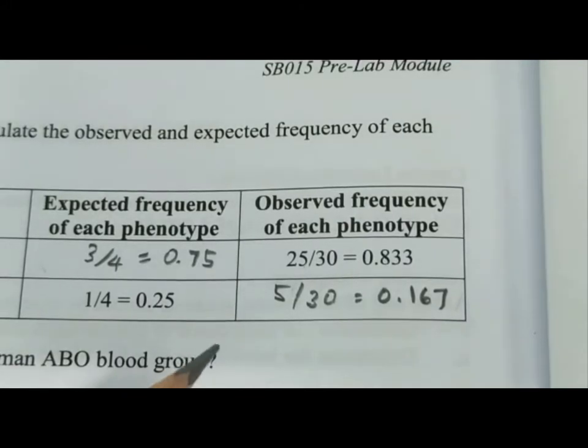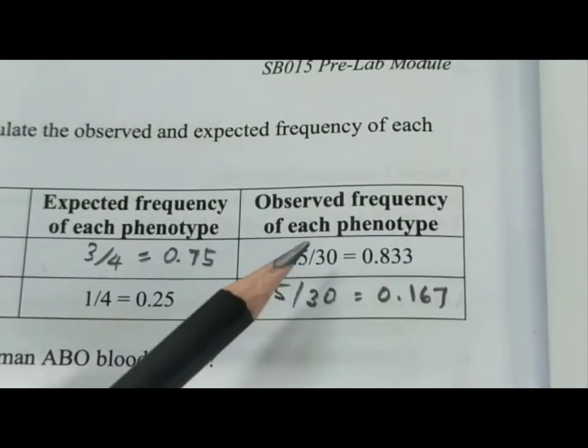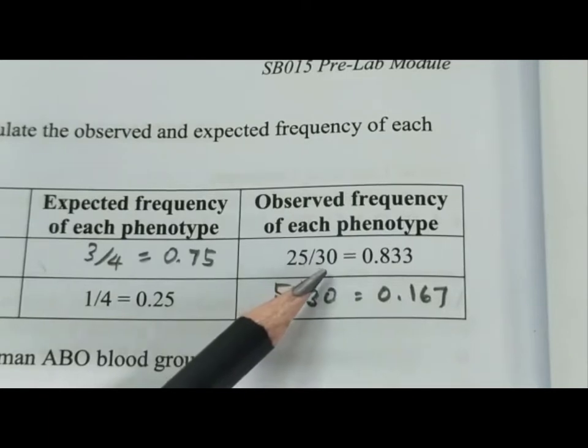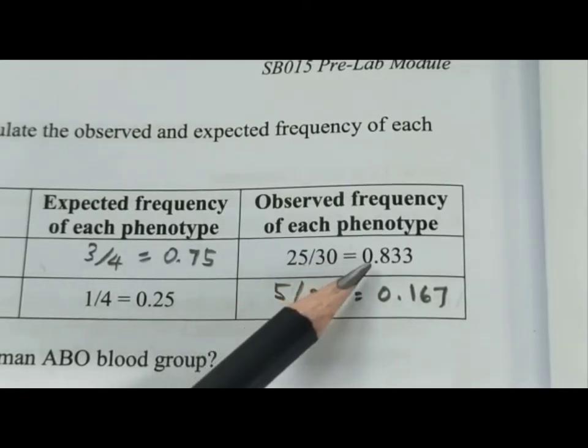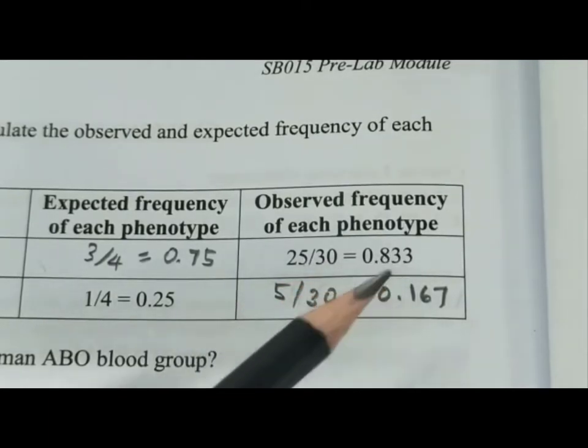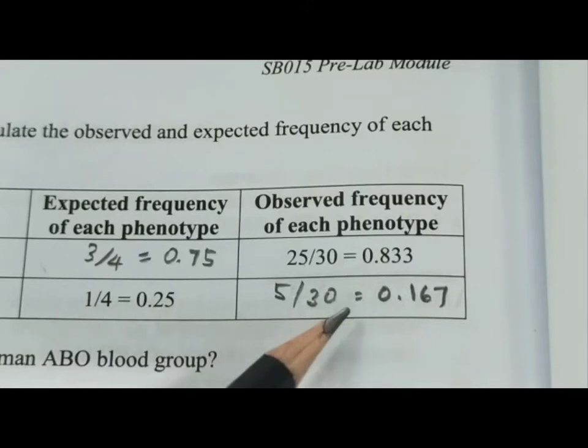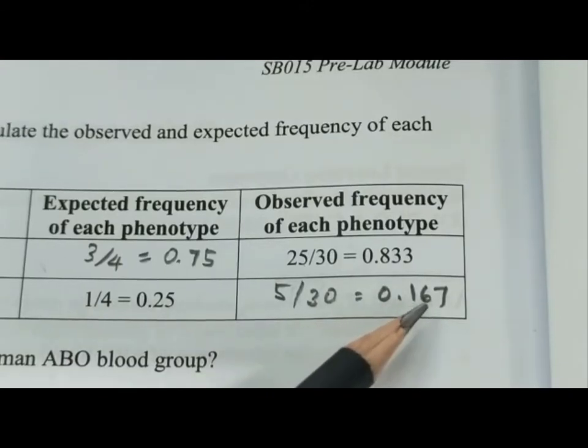For example, the observed frequency for the dominant phenotype, you get 25/30 equal to 0.833, whereas for the recessive, you will get 5/30 equal to 0.167.